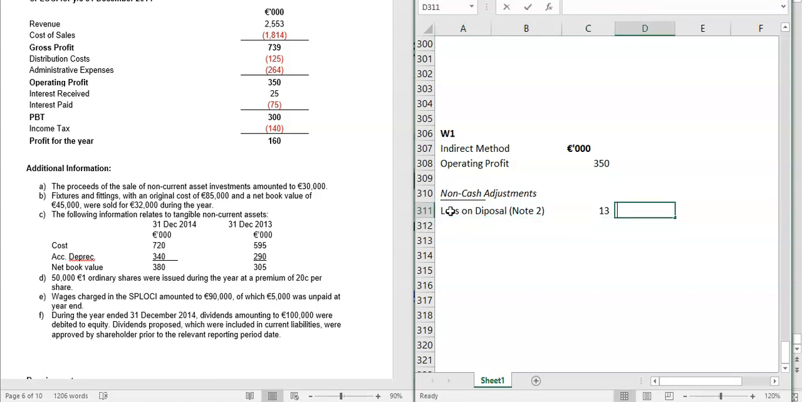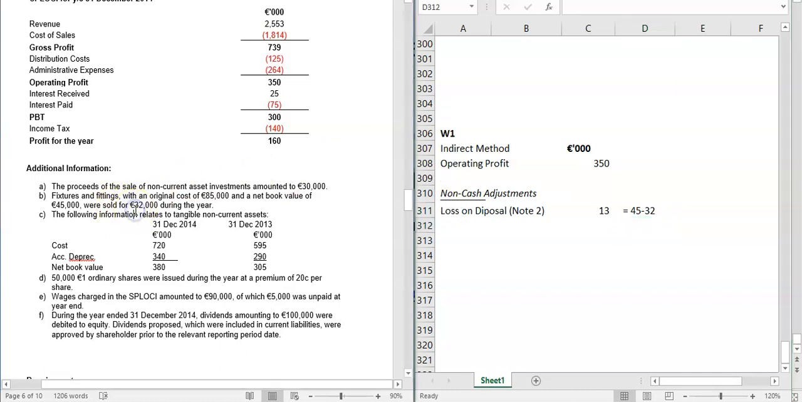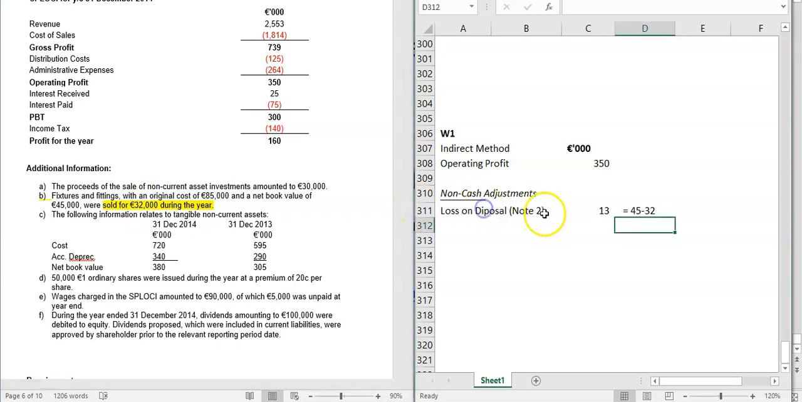You add it back. It is 45 minus 32, so it was sold for 32. They actually gave you the disposal proceeds when the net book value was 45, so that can be slotted into investing activity straight away if you wanted to. That's your disposal proceeds. Sometimes they tell you what the profit or loss is, and you need to work out the proceeds. Here they tell you the proceeds, and you need to work out the profit or loss on disposal. So in that operating profit of 350, you would have had a loss on disposal of 13, which you need to take away. Right, that's your first key one.